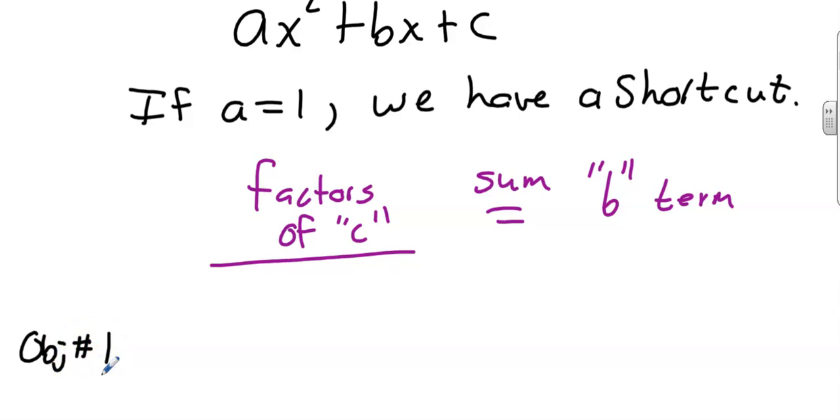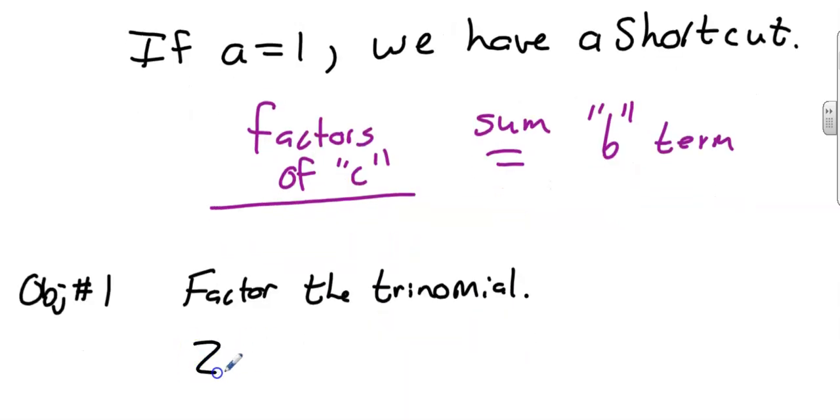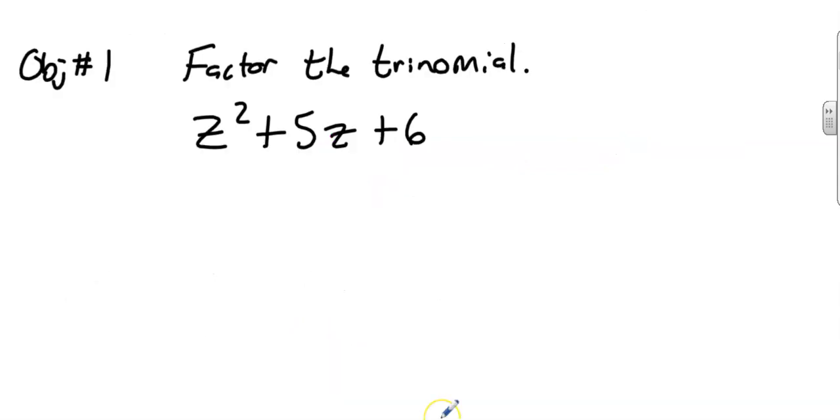Okay, so in 6.2, this would be objective number 1. They should say factor the trinomial. There shouldn't be anything at all about the greatest common factor. It should just be, here we go, we're going to factor. So we'll go with z squared plus 5z plus 6. Your a value is 1, your b value is 5, and your c value is 6.